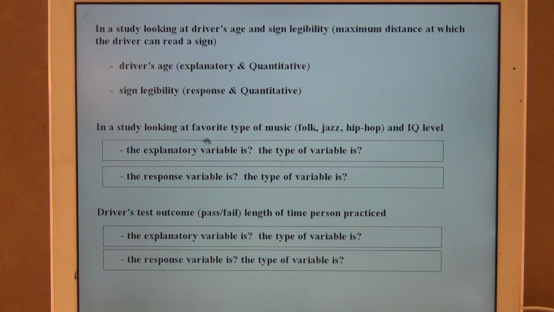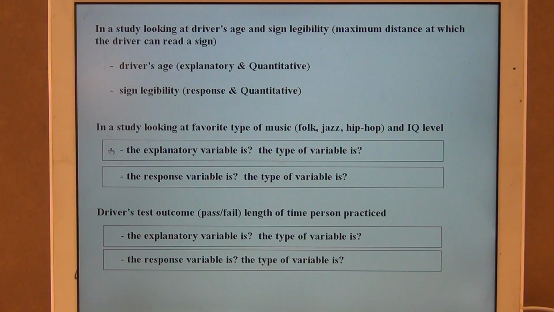All right, how about this one? In a study looking at favorite type of music, either folk, jazz, or hip-hop, and IQ, what would be the explanatory variable, and what type is it? And what would be the response variable, and what type is that? Give you a minute to play around with that.